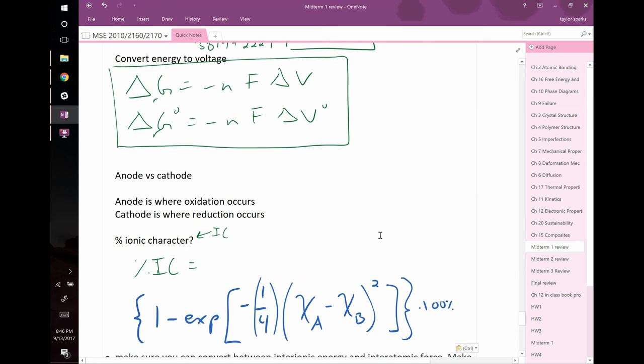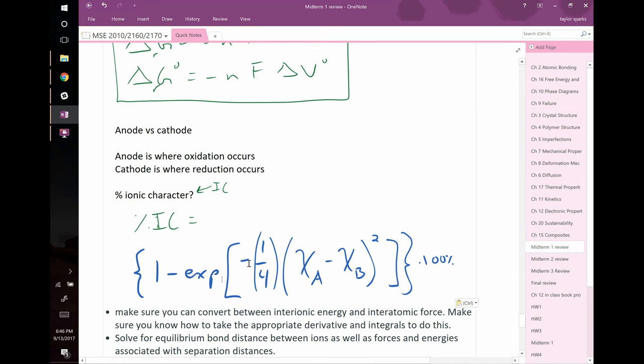Fair enough? So what is in this equation? 1 minus the exponential of negative 0.25, chi A minus chi B squared. Chi A and chi B, that's your electronegativities of the two ions involved. This probably has them on here, but on the back side, in the top right corner. So like for calcium fluoride, calcium's electronegativity is 1. Fluorine is 3.98. So 3.98 minus 1 is going to be a big number when you square it. So that's going to give you close to 1, 100% ionic. Not 100%, but close. Whereas two things that are close to each other, like copper and nickel, that's not going to be ionic at all. So they have the same electronegativity.